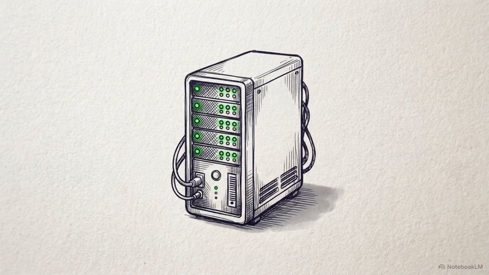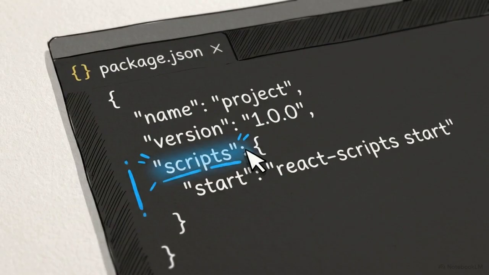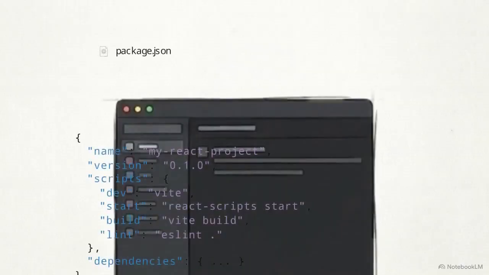Now we need to launch the local development server. But between the classic app and the Vite app, the terminal commands required to start them are actually completely different. You don't need to memorize these commands. Every Node-based project contains a file called package.json, which holds the exact instructions for running that specific app. This is what that file looks like.